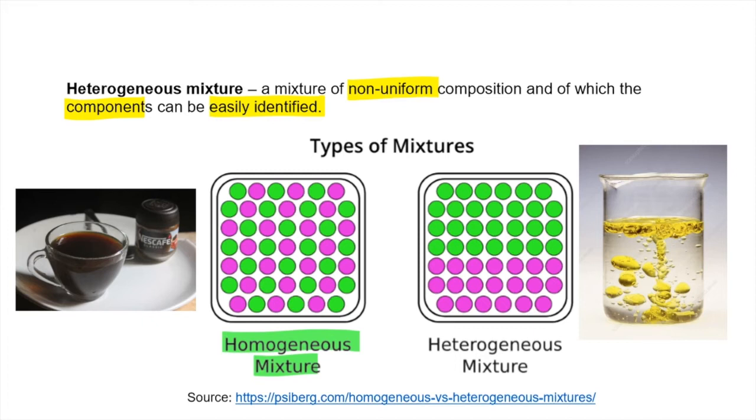The example is black coffee. To create this mixture, we take coffee granules, this is instant coffee, and we place it into warm water. And when we do so, we know that the coffee will dissolve in the water to give us a solution, where we can no longer distinguish between the coffee and the water.